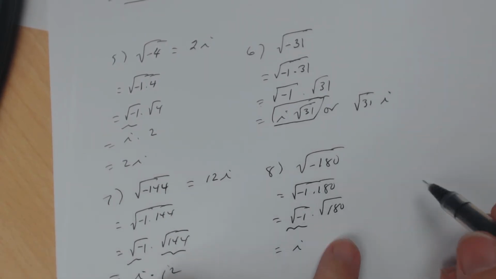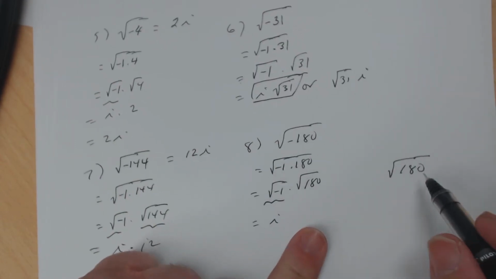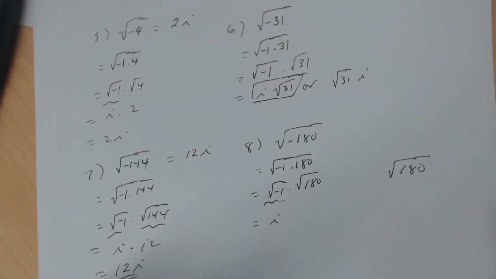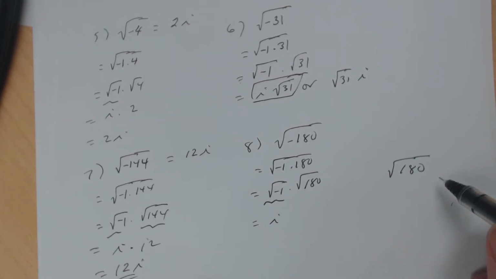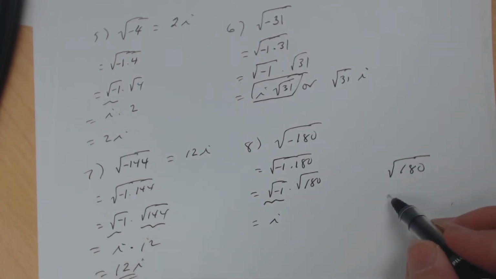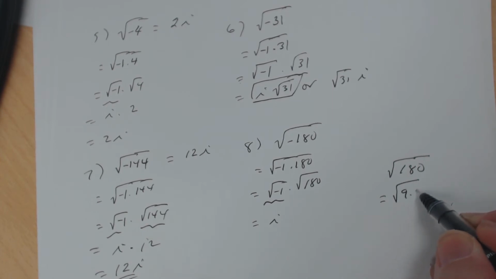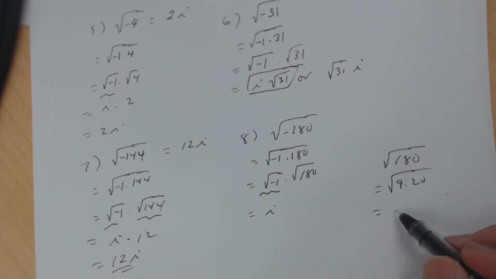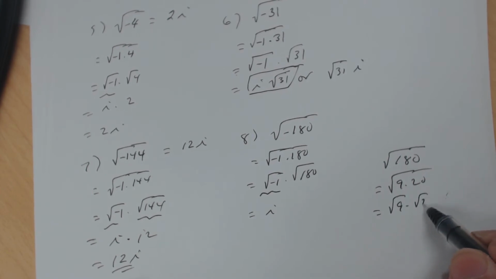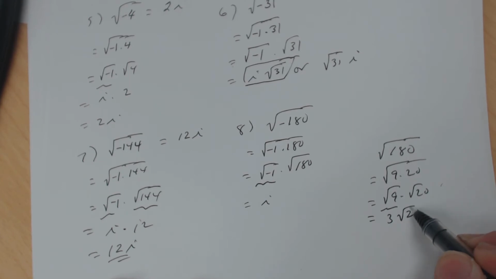Now, let's simplify the square root of 180. So let's just deal with that right here. What perfect square goes into 180? Obviously 9 goes into 180, but that's not the largest. Now, you could use 9. There's nothing wrong with using 9. For example, I'll show you that. If you use 9, you're going to get the square root of 9 times 20. And if you go further, that's the square root of 9 times the square root of 20. And the square root of 9 is 3. So it looks like you get 3 square root of 20.